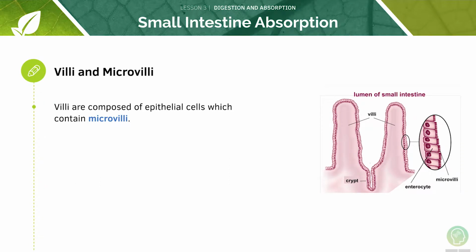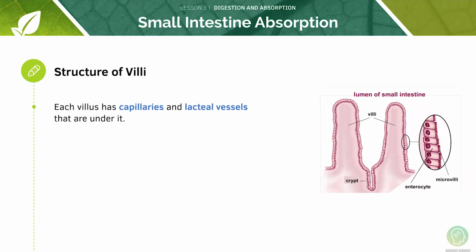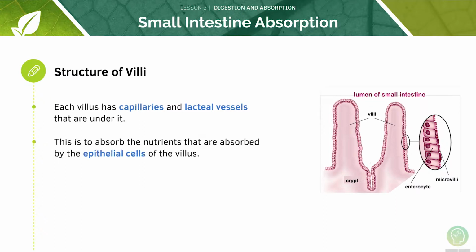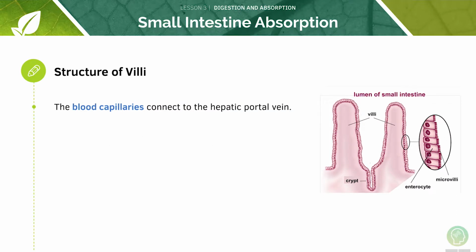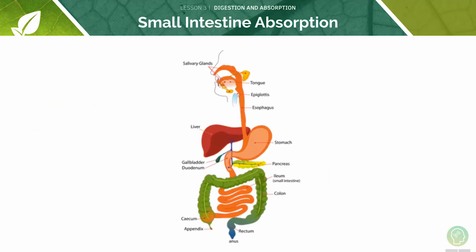The cells which line the villi also have small folds on their surfaces, known as microvilli. This will increase the surface area further. Each villus has capillaries and lacteal vessels located underneath it. The purpose is to absorb the nutrients that are absorbed by the epithelial cells of the villus. The blood capillaries will connect to the hepatic portal vein, and the lacteal vessels will connect to the lymphatic system. We can see this here.